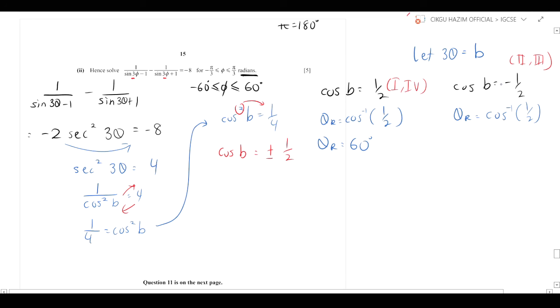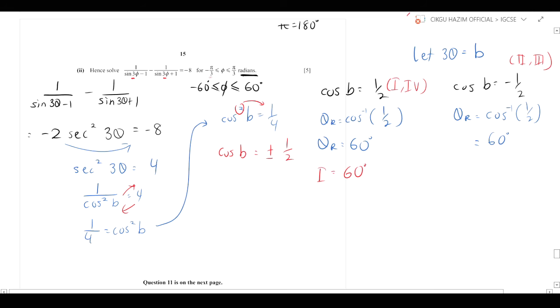We don't include the negative. Remember, negative just tells you the locations. Alright, so the reference angle here is the same. And when we already understand the reference angle is the same here, what is the angle at quadrant 1? Quadrant 1 is the same as the reference angle.